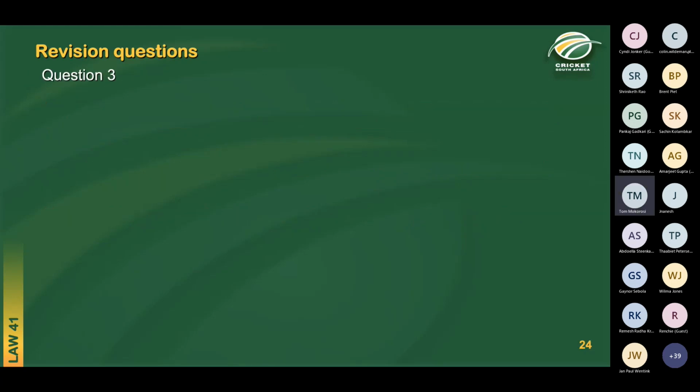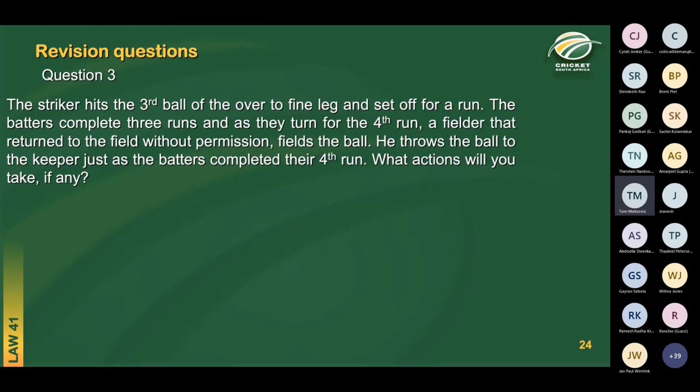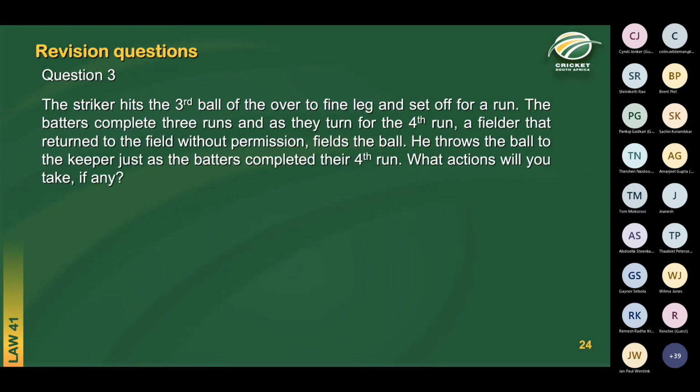Okay. Last revision question for the evening. Question 3: the striker hits the third ball of the over to fine leg and sets off for a run. The batters complete 3 runs, and as they return for the fourth run, a fielder who returned to the field without permission fields the ball. He throws the ball to the wicket keeper just as the batters complete their fourth run. What actions will you take, if any?